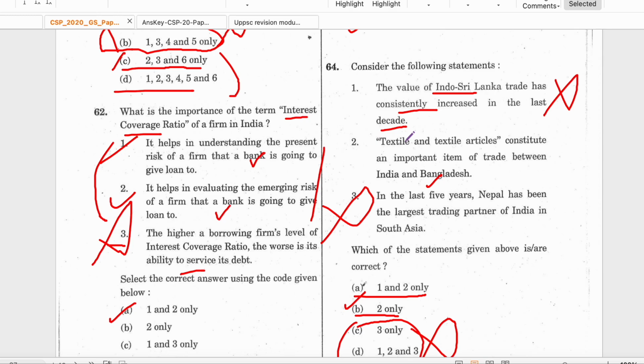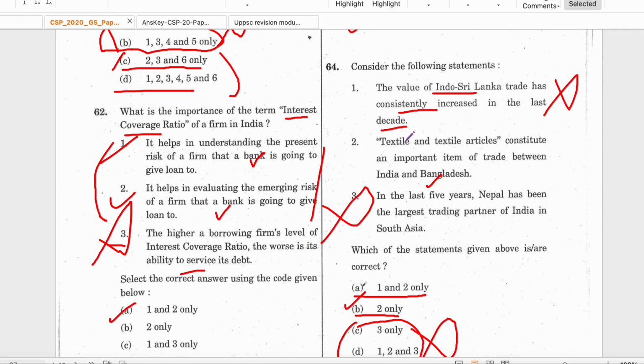Textile and textile articles constitute an important item of trade between India and Bangladesh. India and Bangladesh, you know that jute etc. There is a company named Roadster, ठीक है, and Roadster is quite popular. And there are so many companies of Bangladesh which are supplying cheap shirts, pants, cheap clothes, cheap sarees compared to India, and many things are being supplied to Bangladesh from India. So it seems wrong. It seems right.